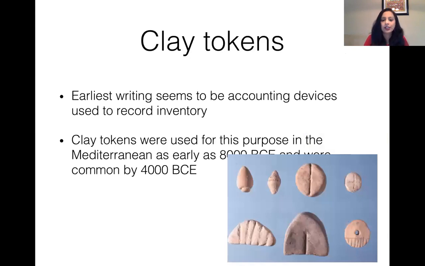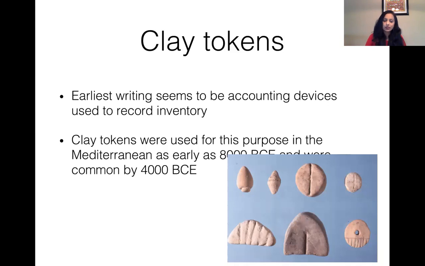These are clay tokens, and as you can see again, they are very pictorial and graphic in representation. These used to be used as accounting devices, again to keep tab of how many sacks of grain you had, what kinds of grains you had, and what kinds of cattle and other domesticated animals you had.